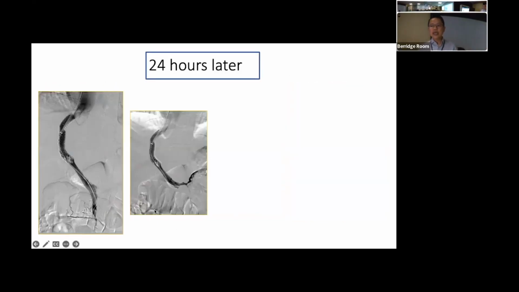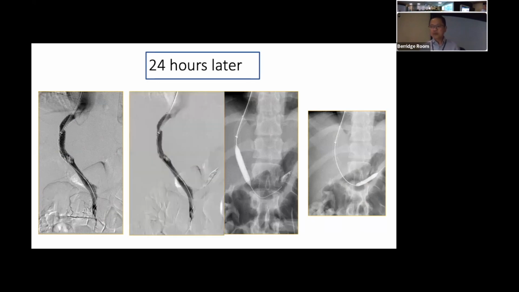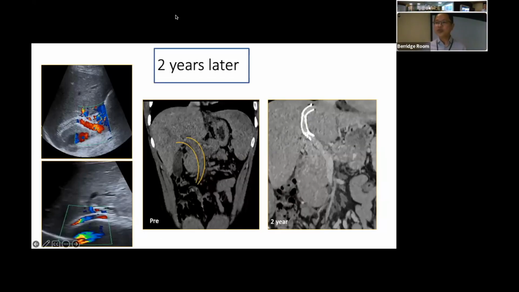24 hours later, after the infusion, it looks pretty much improved. I think the SMV and the splenic vein are open compared to before. I did further endovascular intervention, including balloon dilatation, etc. Some improvement. This was 2 years later.